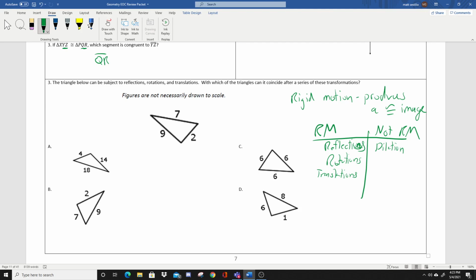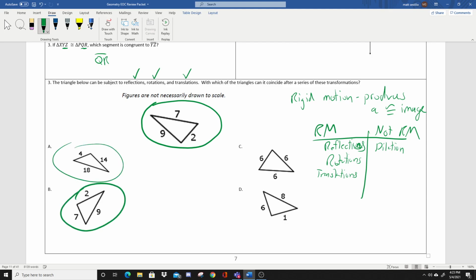So it says, with which of the triangles can it coincide after a series of these transformations? That's rigid. That's rigid. That's rigid. So there's got to be a triangle here that has sides that are 9, 7, and 2, which is this one. All of these other ones are not congruent. Those are different sides than the original. Different sides. Different sides.